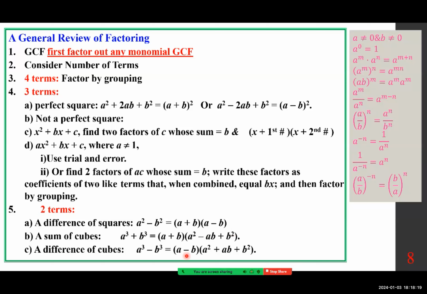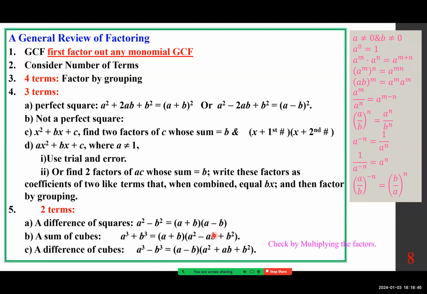a cubed minus b cubed is a minus b times a squared plus ab plus b squared. And again, take a look at this one and compare it to this one. This is not a perfect square trinomial. It's a prime polynomial. Also, both of them have one negative sign. This has one negative sign in the first parenthesis. This has it in the second parenthesis. Again, reminding you of what you are supposed to do.